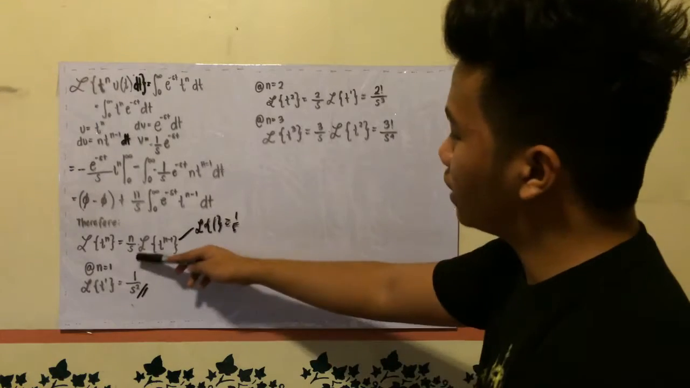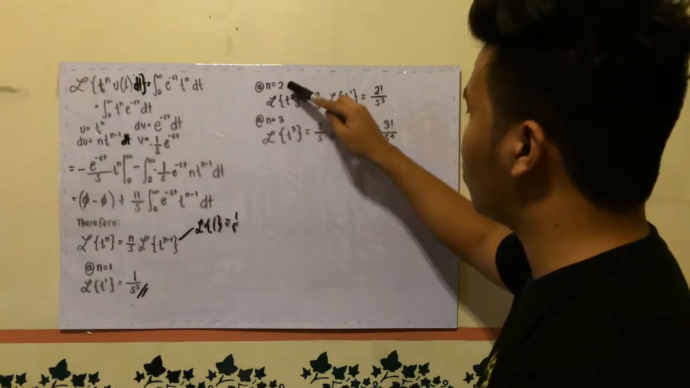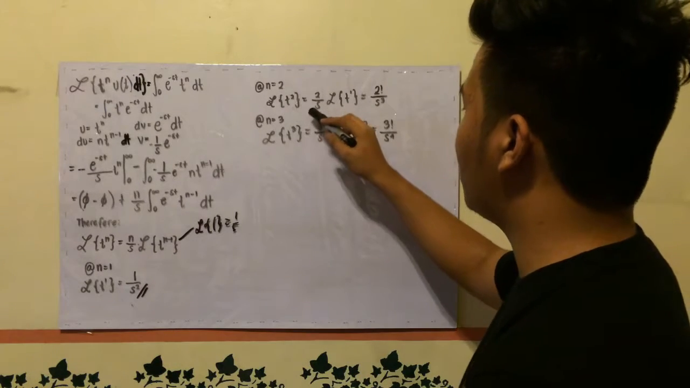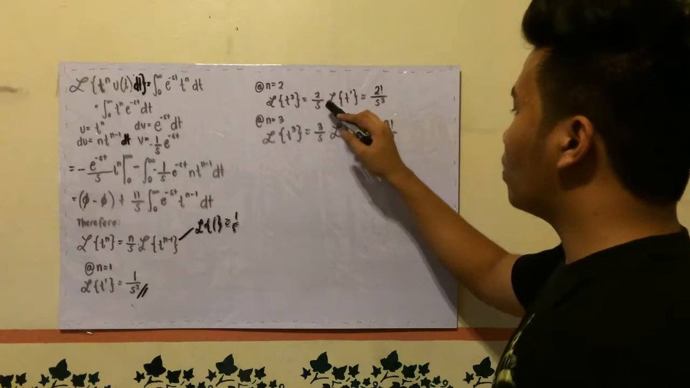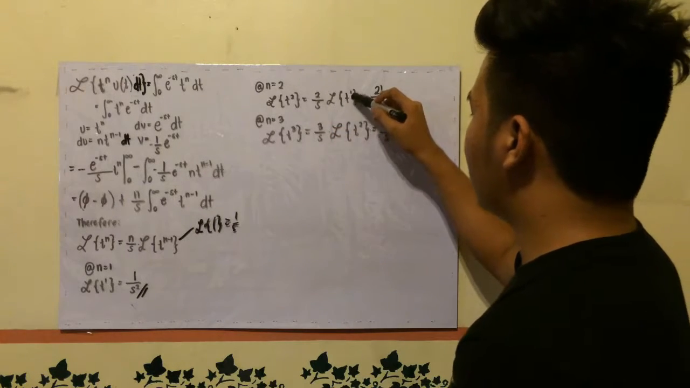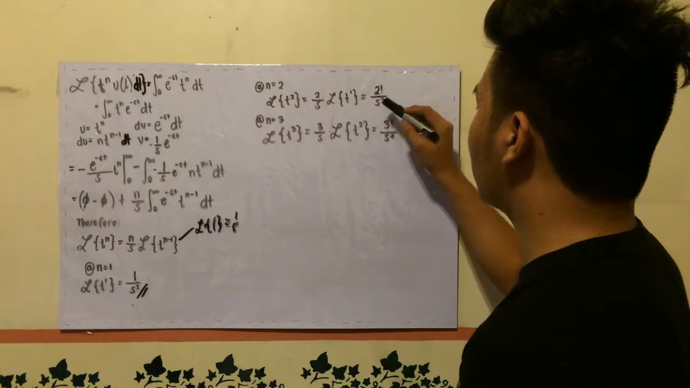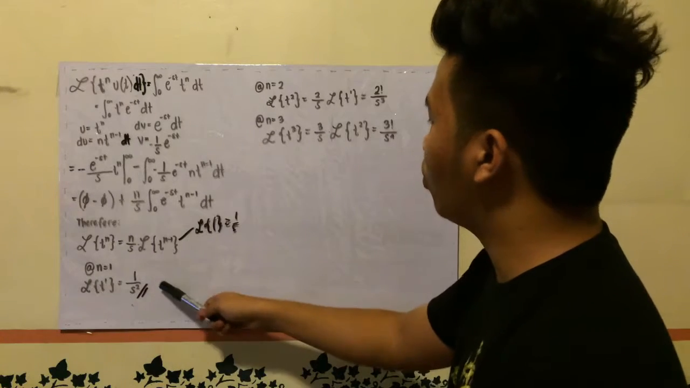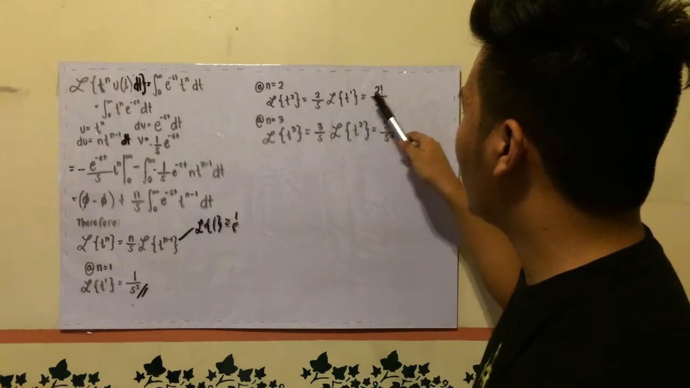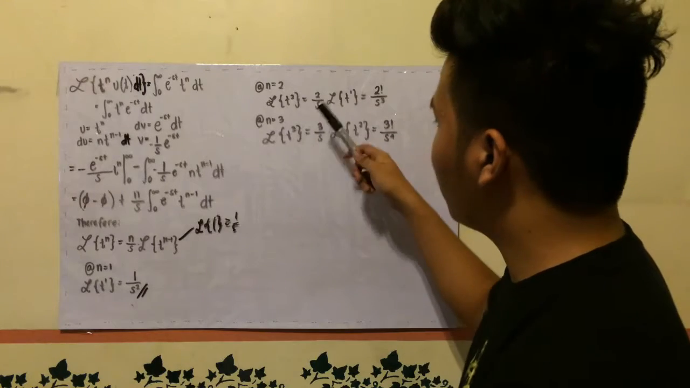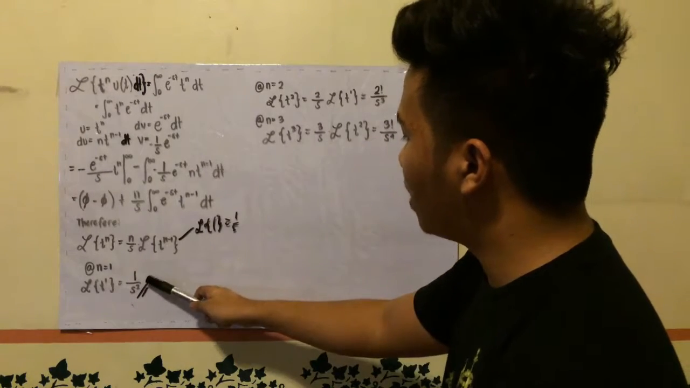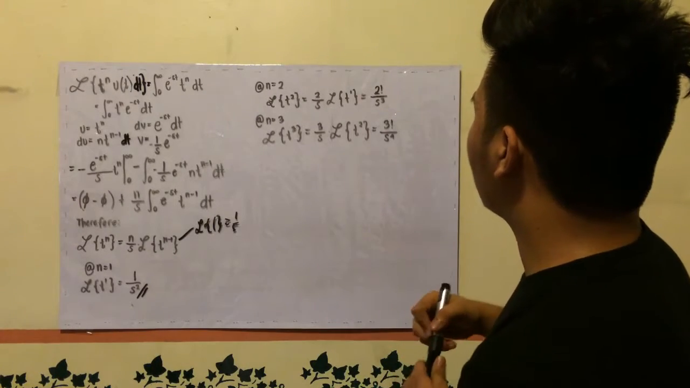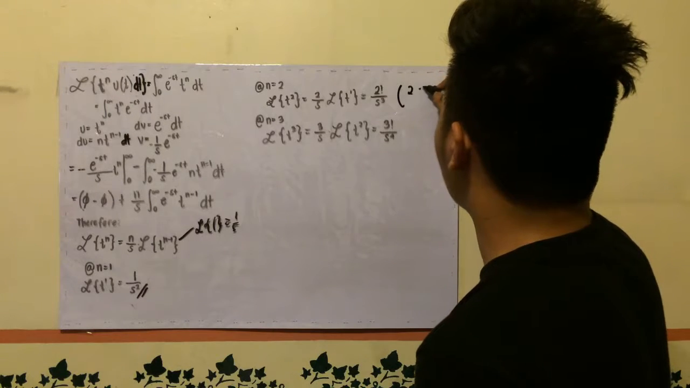Same procedure at n is equal to 2. The Laplace of t squared is equal to 2 over s multiplied by the Laplace of t raised to 1, or simply t, which is equivalent to 2 factorial over s cubed. Since the Laplace of t is equivalent to 1 over s squared, 2 over s multiplied by 1 over s squared is equivalent to 2 factorial over s cubed. That's why it becomes factorial.